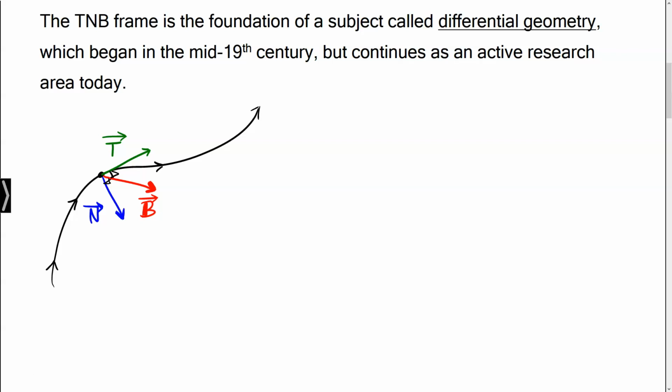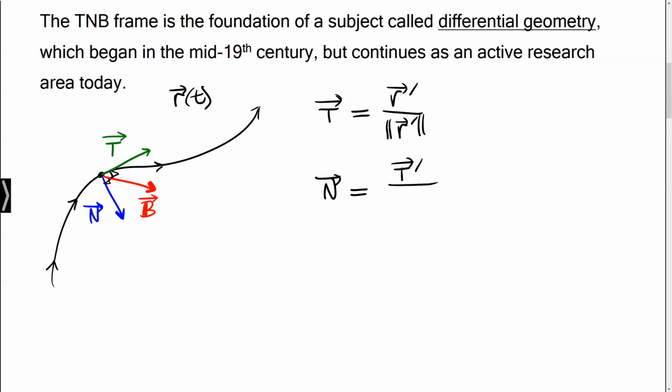So let me give you the formulas, just the basic definitions of these before we go any further. We've already gone over this. So let's suppose this is r of t. We already went over that the tangent is defined to be r prime divided by the norm of r prime. I'm going to leave off the t's because we don't need it. The normal then is T prime normalized.